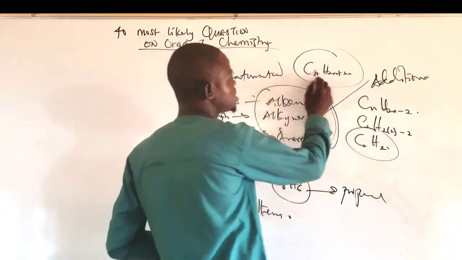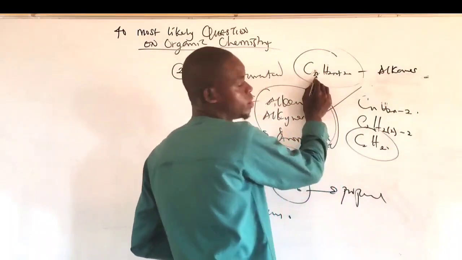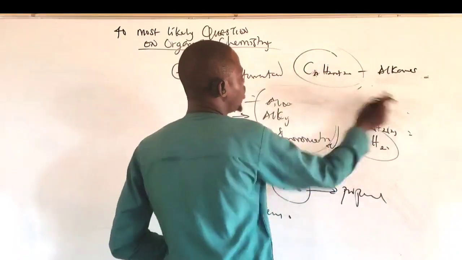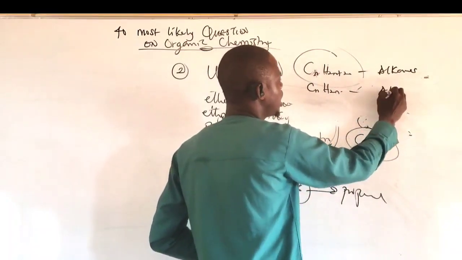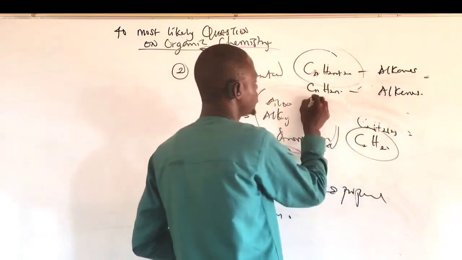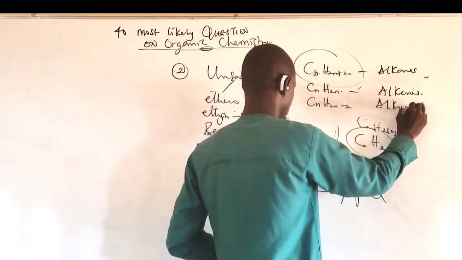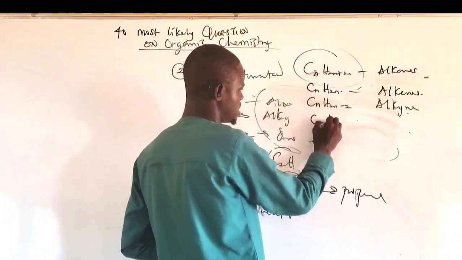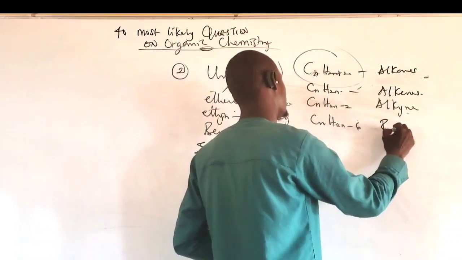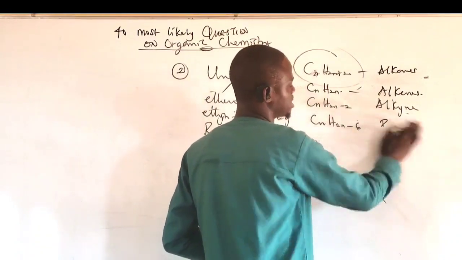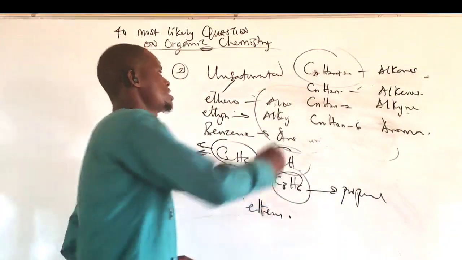The general formula of alkane is CnH2n+2. This is alkanes, where n is the number of carbons. The general formula of alkene is CnH2n. This is alkene. And the general formula of alkyne is CnH2n-2. Alkynes. The general formula of benzene is CnH2n-6. That is benzene. This is aromatic benzene. Aromas. So these are the general formulas.